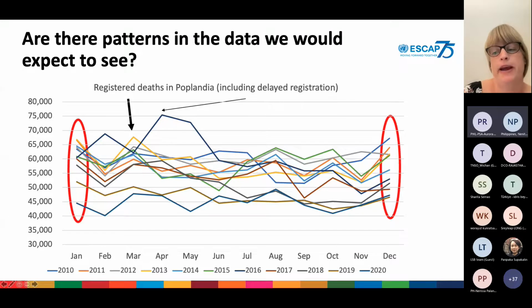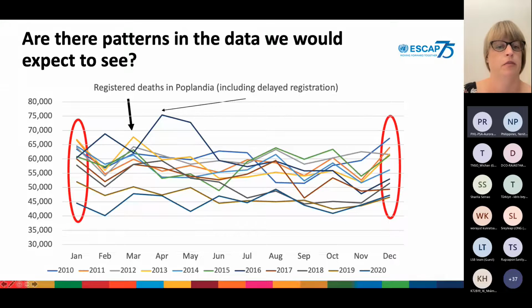So do we see any patterns here? We do. For a lot of them, it seems like in January it's a little bit higher, it dips down, it kind of goes up, and there's a lot of noise going on here. But at the end of the year, they all seem to go back up in December. So for whatever reason in Poplandia, we do see some patterns. So that's good that some things are consistent over time.